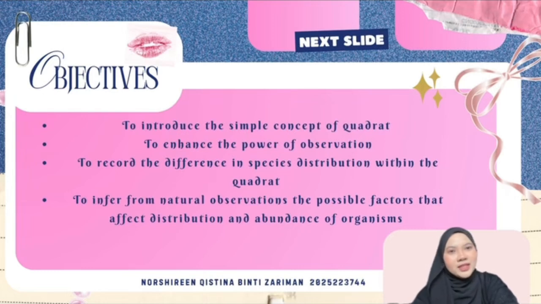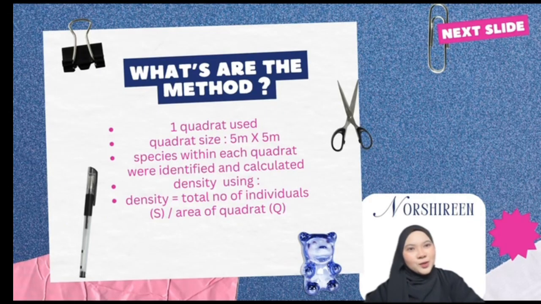The objective for this practical is, firstly, to introduce the simple concept of quadrats, to enhance the power of observations, to record the differences in species distribution within the quadrats, and to infer from natural observation the possible factors that affect distribution and abundance of organisms. The method that we use is one quadrat with size 5 meters by 5 meters, which we put randomly on the ground. Next, we identify species within each quadrat and count the density using the formula as shown.